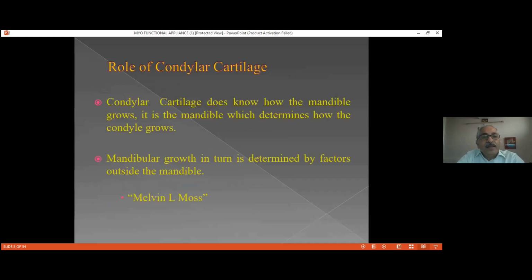Now, the condylar cartilage does not determine how the mandible grows; it is the mandible which determines how the condyle is going to grow. Mandibular growth in turn is determined by factors outside the mandible. This statement was given by Melvin S. Moss, whose theory was that the form is secondary, mechanically obligatory, and compensatory to function.